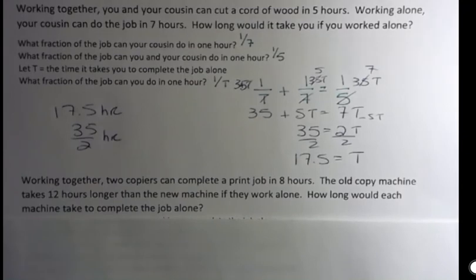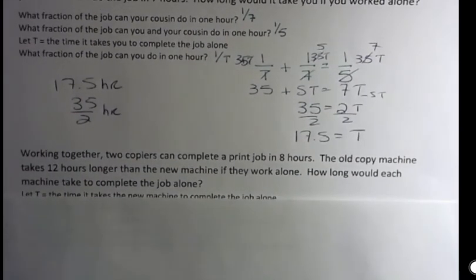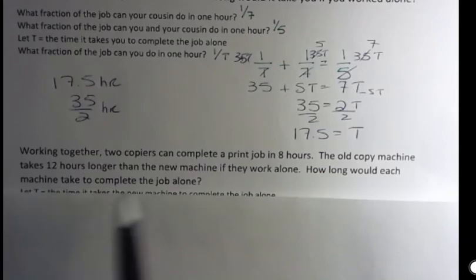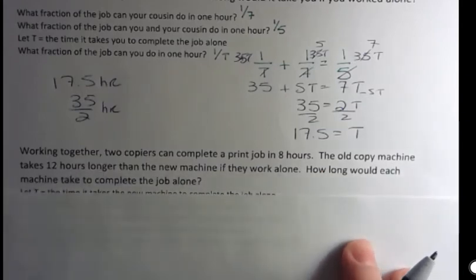The old copy machine takes 12 hours longer than the new machine if they each work alone. How long would each machine take to complete the job alone?